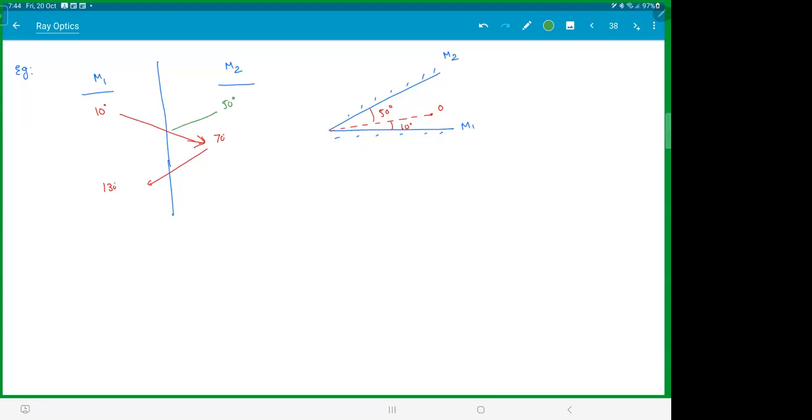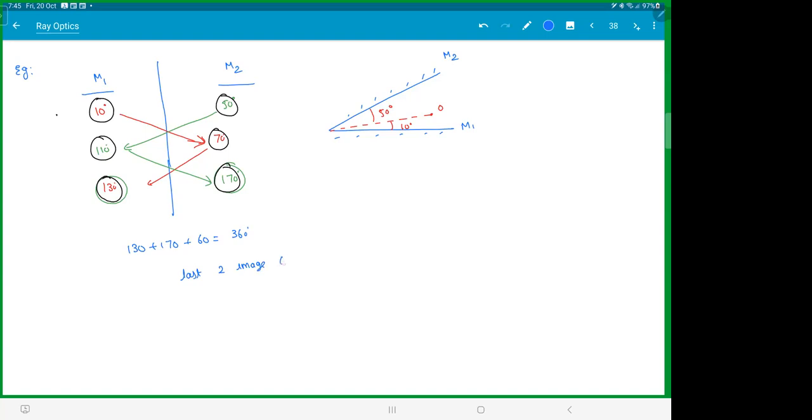For this guy, 50 will give me 110. 110 will give me 170, and then we don't count, so done. So we have total 1, 2, 3, 4, 5, 6 images. And the last thing, 130 plus 170 plus 60 is actually 360. And that means last two images coincide. So the number of images is 5.